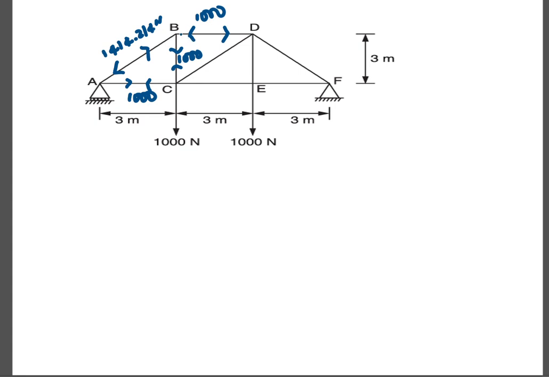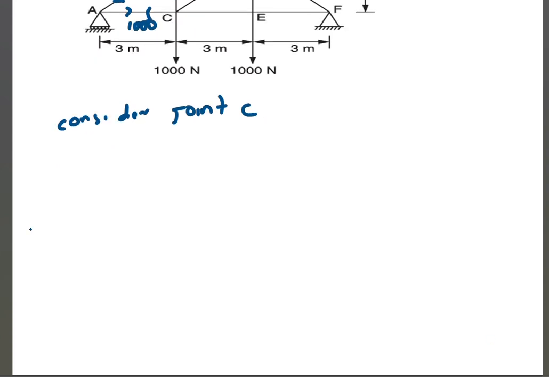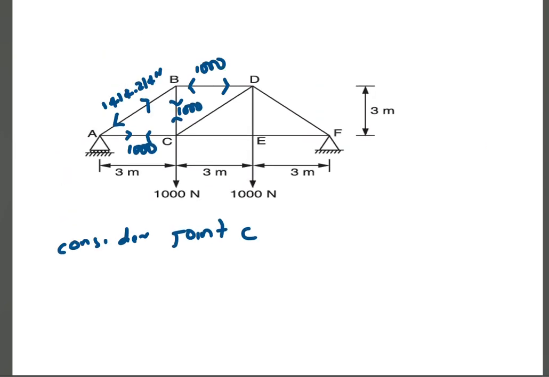So here, by considering joint A, you got the forces in the members FAB and FAC, and by considering joint B, you got the forces in the members FBD and FBC. In the similar manner, consider joint C. Draw the free body diagram for the joint C.